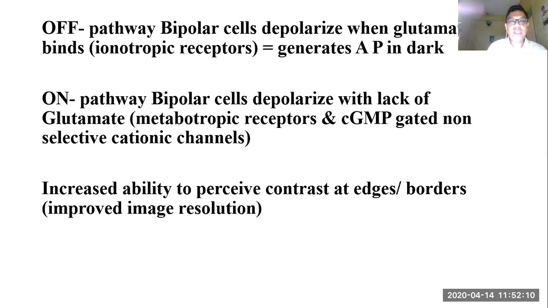Okay, so there is processing happening even at the level of the bipolar cells. So photoreceptor first cell of reception of light, the bipolar cell, and even within the bipolar cell we have two varieties, the on type and the off type bipolar cells, which will contribute to the on pathway or to the off pathway, and thereby increasing the contrast at edge and border and thereby improving image resolution.